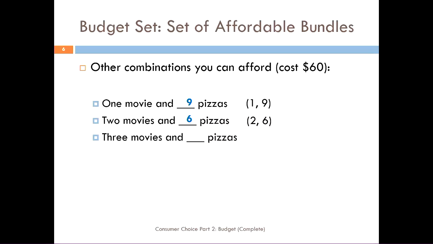Cost you $60, right? Likewise, 3 movies is going to cost you $45. That leaves you $15 to buy pizzas. So you can buy 3 pizzas. So the bundle 3 is also in your budget set. Okay? So those are all affordable combinations.